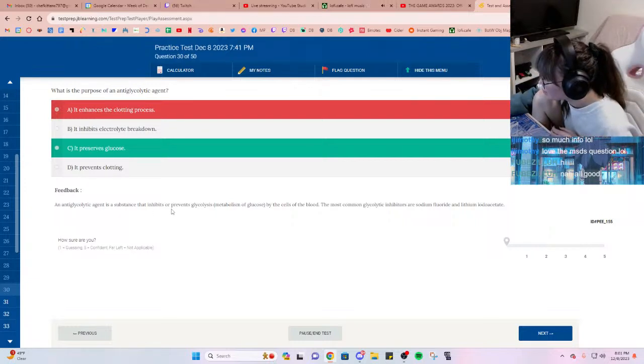A substance that inhibits or prevents glycolysis, metabolism of glucose by the cell. Okay. Glycolysis gets rid of glucose. So anti-glycolytic will save the glucose. The most common glycolytic inhibitors are sodium fluoride and lithium iodoacetate.